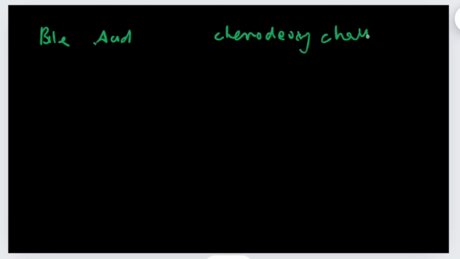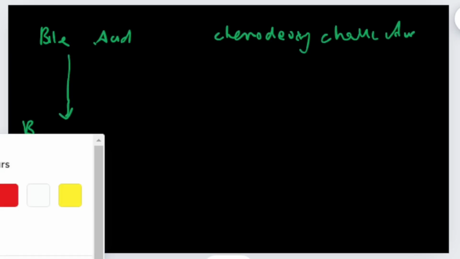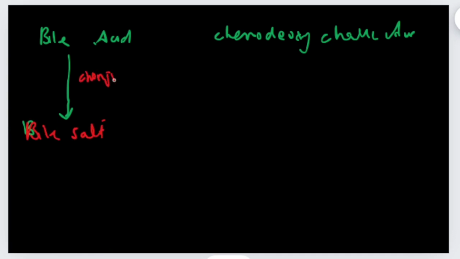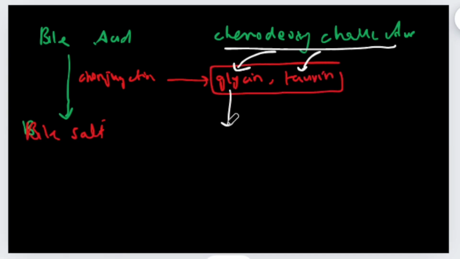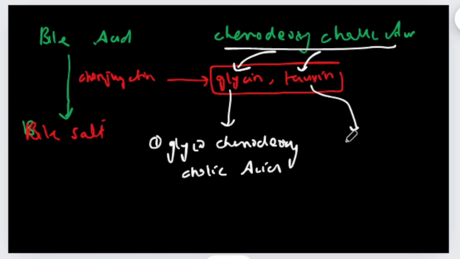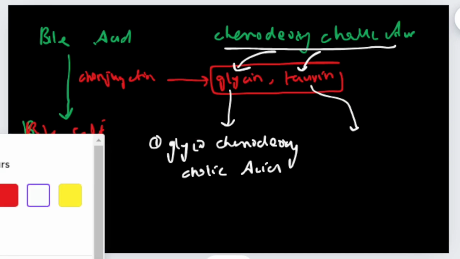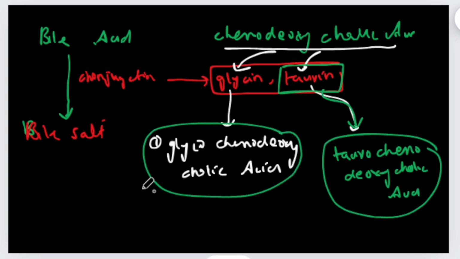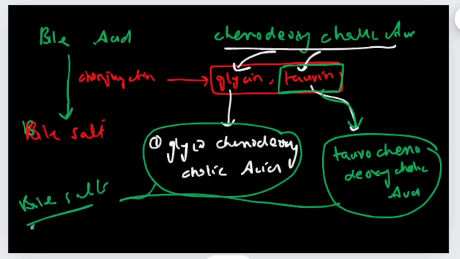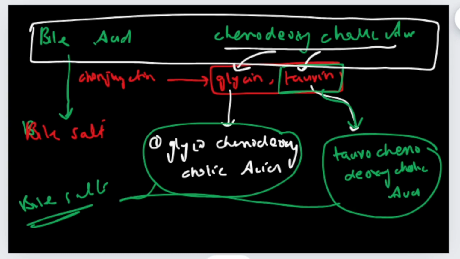Chenodeoxycholic acid is also a bile acid. When it is conjugated, it also forms bile salt. So there are four bile salts. It converts into glycochenodeoxycholic acid, and the next one is taurochenodeoxycholic acid, taurine, not glycine. So these are the other two bile salts. We have explained bile acids and bile salts.